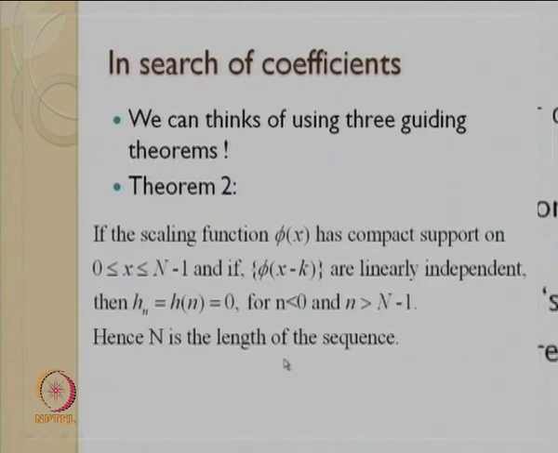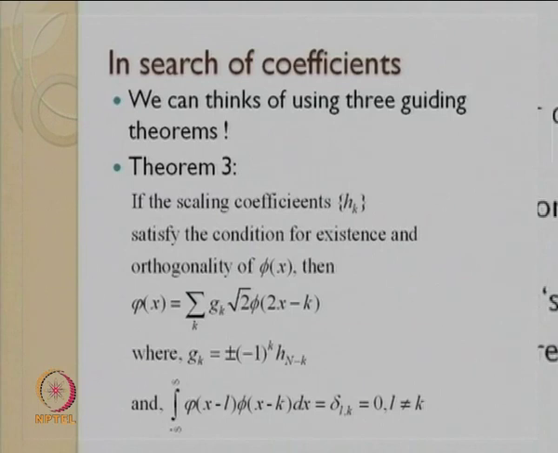Theorem 2 in a way told us that for this phi of x which has a compact support, I can very well find out a finite value of this capital N, that is the length of this phi of x. And in a way, this length is going to give me the length of psi of x, and the length of psi of x is going to give me vanishing moments. So this is of great importance. And then we saw theorem number 3, which in a way talks about the discrete orthonormality of the sequences. So this is of greater importance.